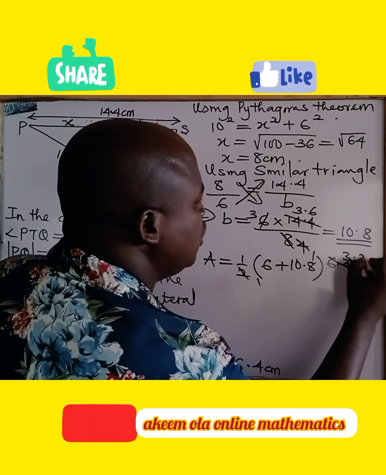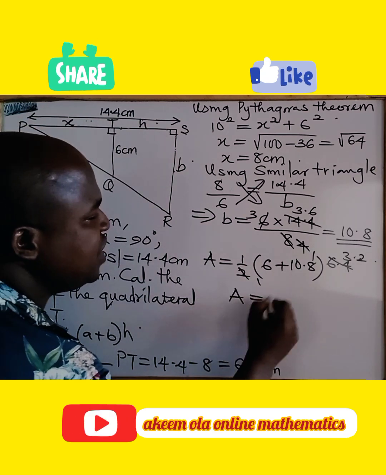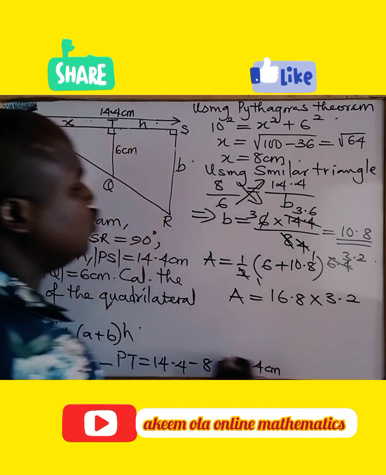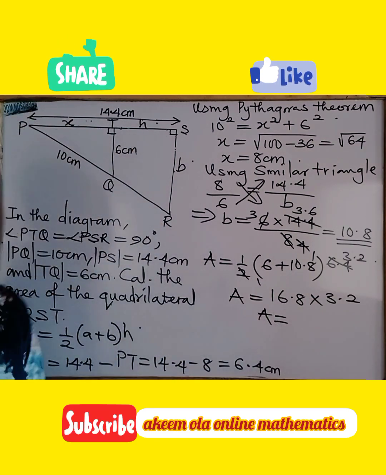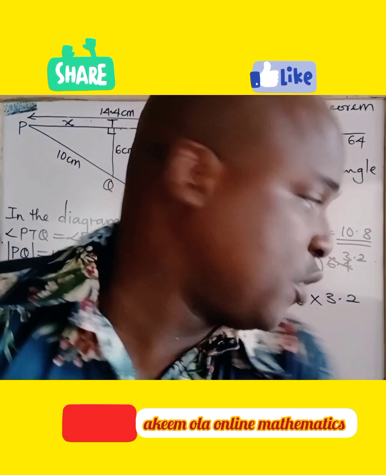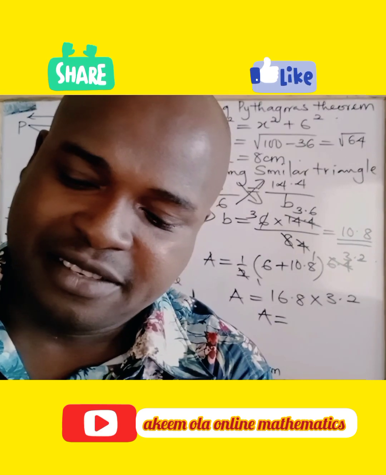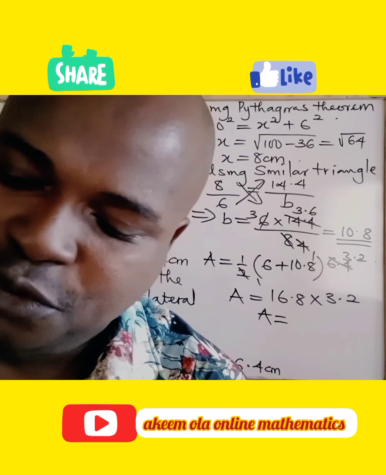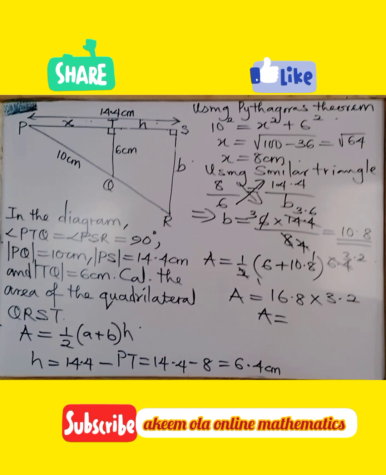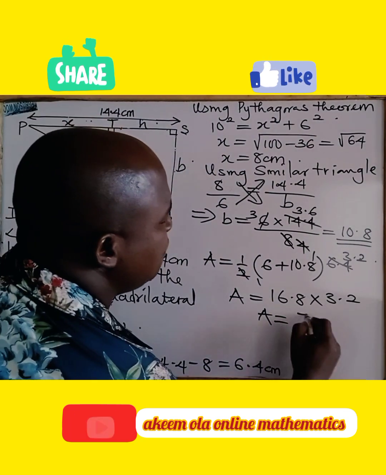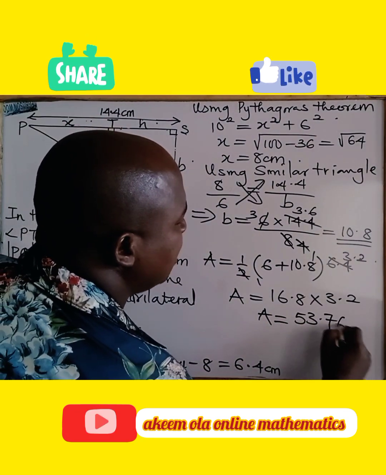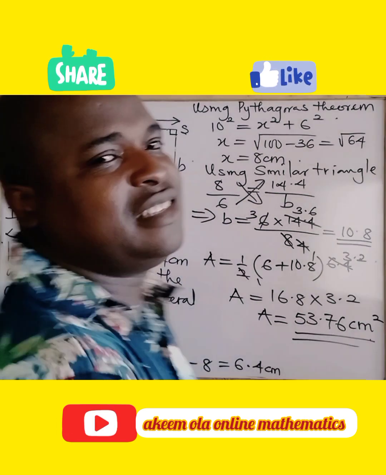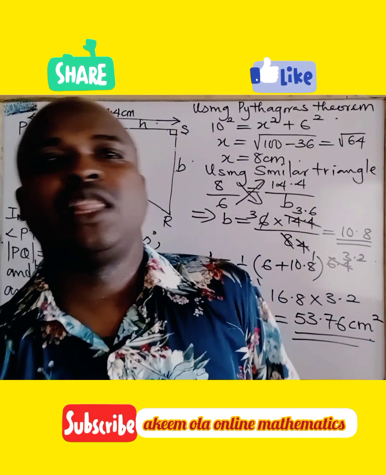That means our area will be, adding this together, 16.8 times 3.2. So our area will be, what is the value of what we have on the board? 16.8 times 3.2 will automatically give us 53.76 centimeters squared. This is Mathematics Made Simple by Akeem Ola.